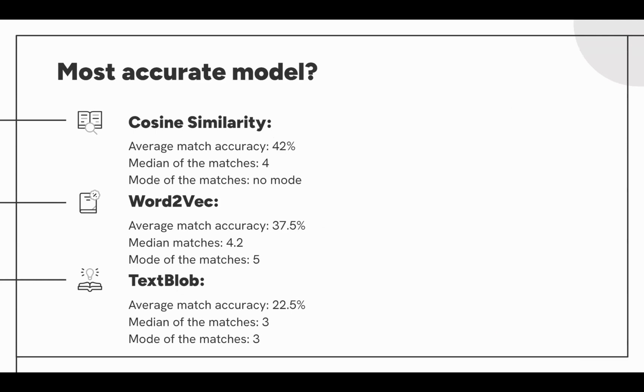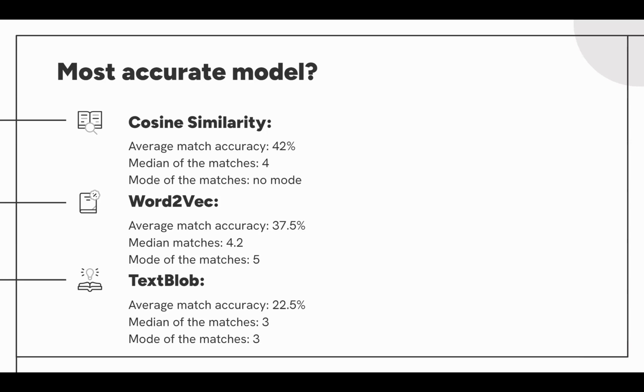And so because we can't, as mentioned earlier, check the precision and recall of all of our movies, we decided to analyze based on the returns from the queries we got. So the average match query of cosine similarity was 42%, and the median of the matches was 4, and there was no mode. The reason we wanted to calculate mode is to see if a model just does well on a certain genre itself, or if it can do well on multiple genres. So Word2Vec has an average match of 37.5% with a median match of 4.2%, and the mode of the matches is 5.